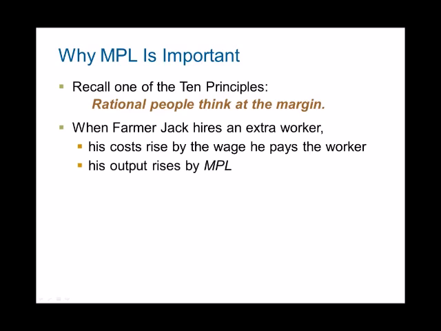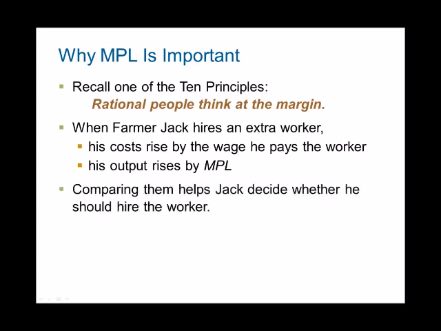His output rises by the additional amount that the extra worker is producing in the firm. So comparing them makes Jack decide whether he should hire the extra worker. If the amount the worker produces is more than the wages he's being paid, that's when Farmer Jack decides, yes, I should hire this worker. If the amount the worker produces is less than the wages being paid to that worker, then Farmer Jack should not hire that worker.